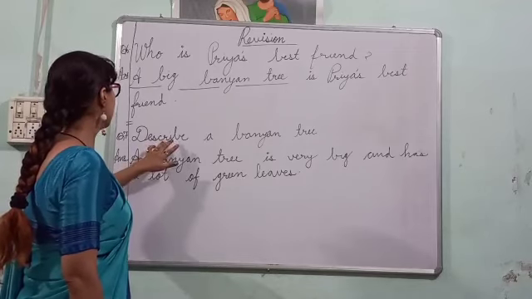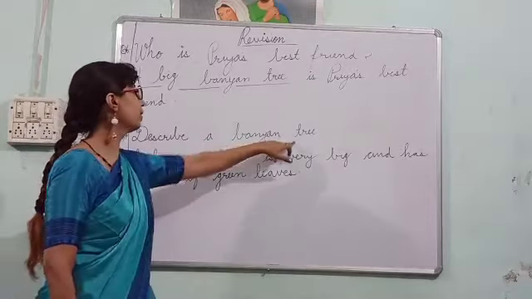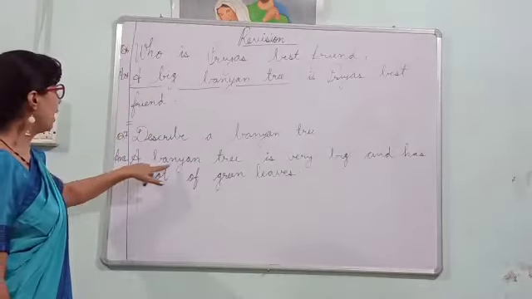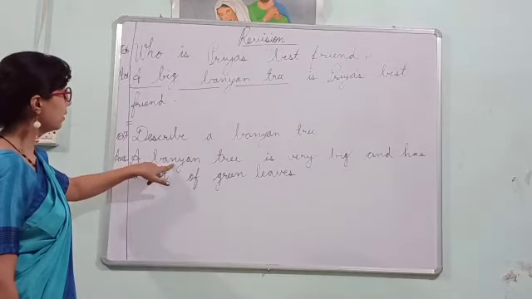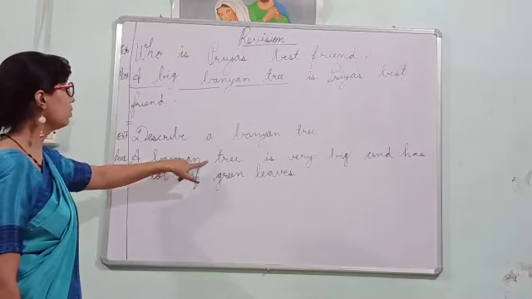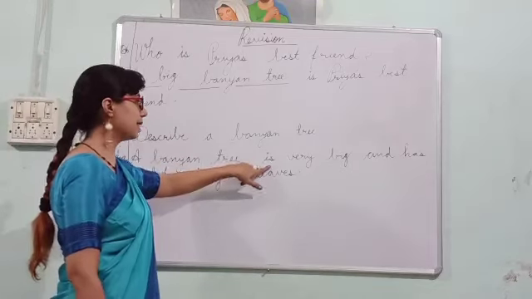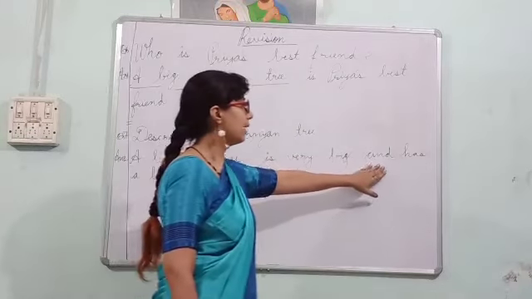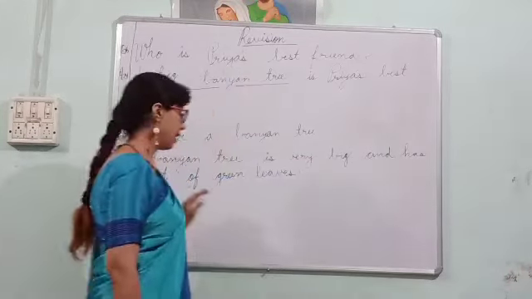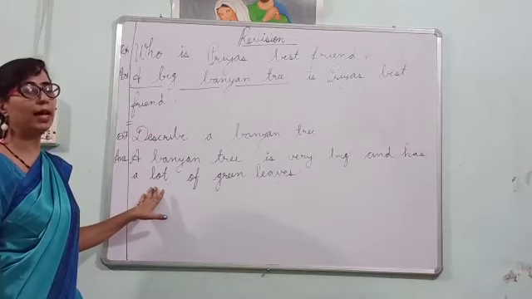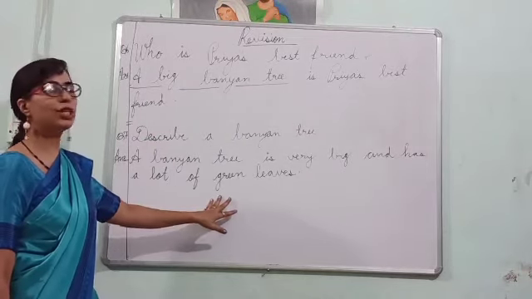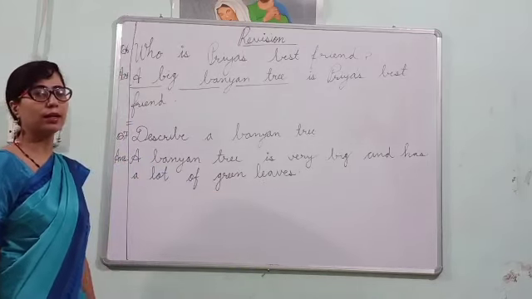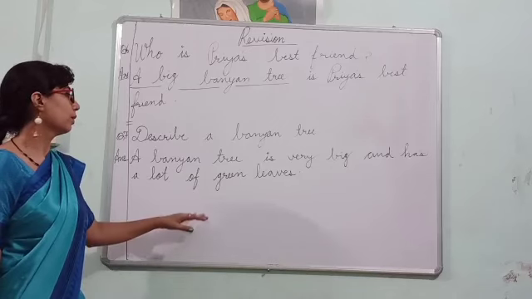Okay. Now, describe a banyan tree. BANYAN, banyan tree, TREE, tree, is very, VERY, very big, BIG, big, and has, HAS, has a lot, LOT, lot of green, GREEN, green leaves, LEAVES, leaves. Okay, now write it fast.